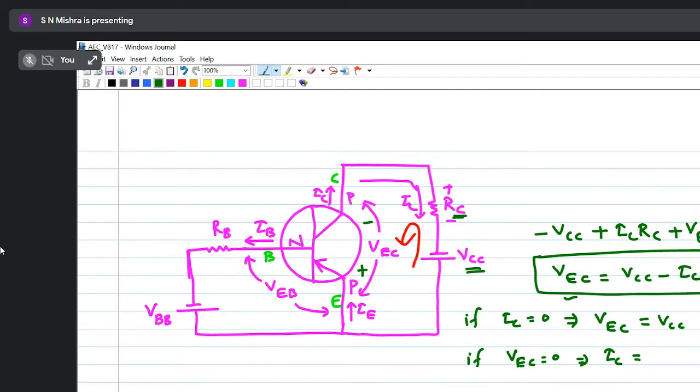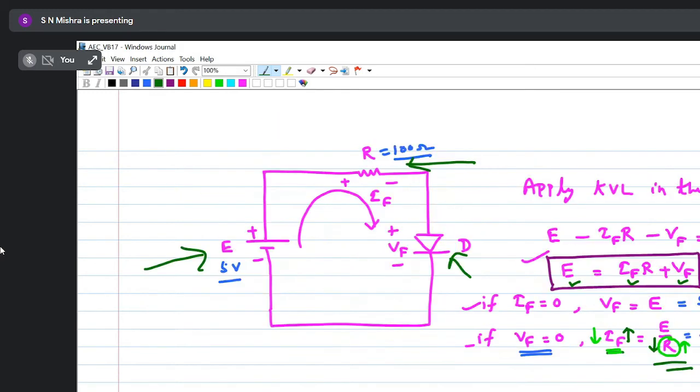V is equal to 0. What is IC? VCC by RC. Okay, now compare these two with the previous one.